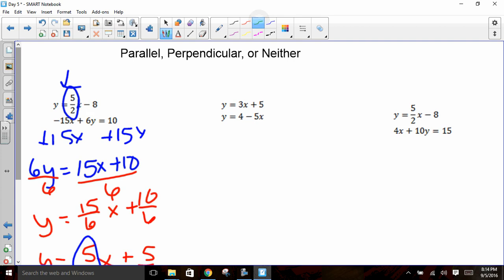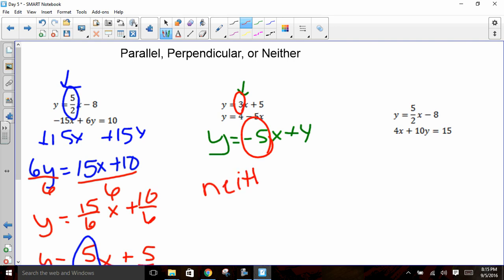Let's take a look at this middle one. Well, again, this first one's already ready to go. Let's change the second one. I'm going to go ahead and have to rewrite it because my x is not first. So I have y is equal to negative 5x plus 4. Well, lo and behold, look at this slope and this slope. They're not the same, and they are not the opposite reciprocal, so therefore they must be neither.